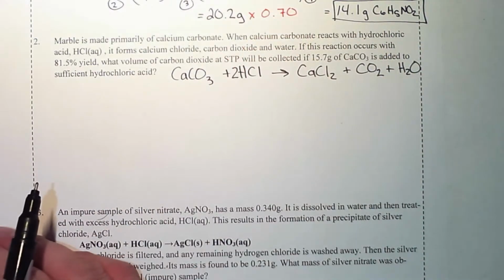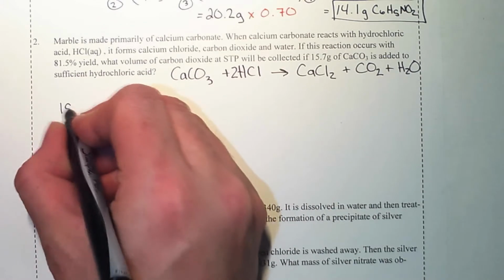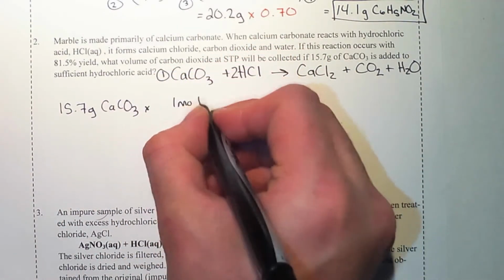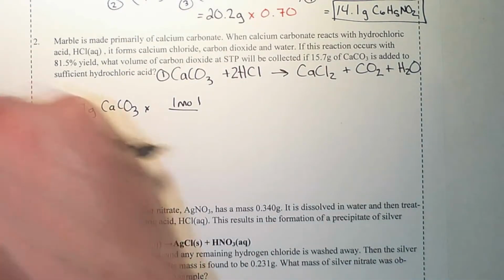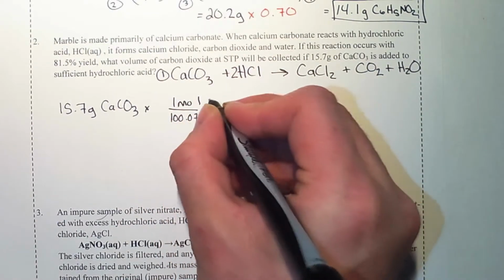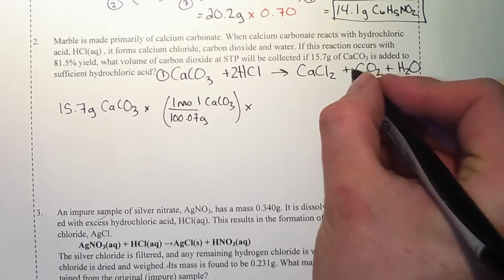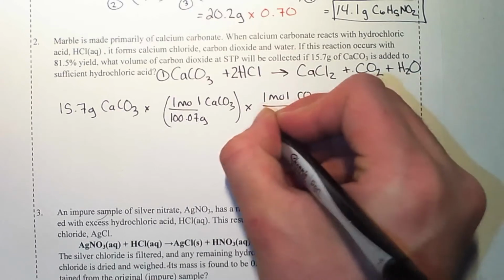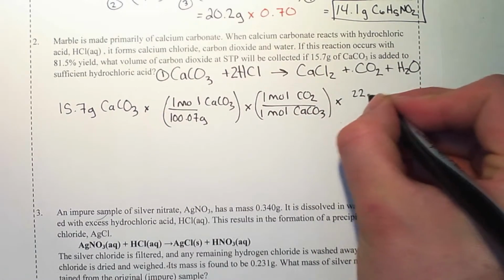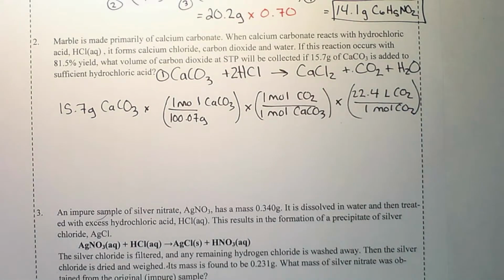It says if the reaction occurs with an 81.5% yield, so that's the step we did up here in red, what volume of carbon dioxide at STP will be collected if 15.7 grams of calcium carbonate is added? So there's our starting material. So we go through our steps. Step 1. Apply the ratio. It's 1 to 1. And then to volume. And of course, this is at STP, or standard temperature and pressure.